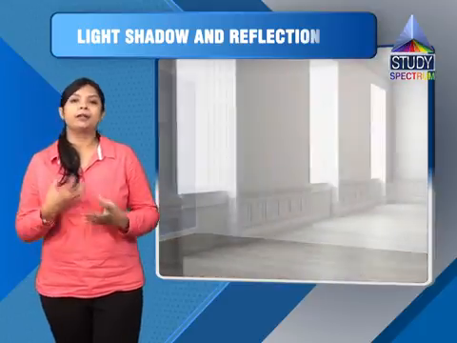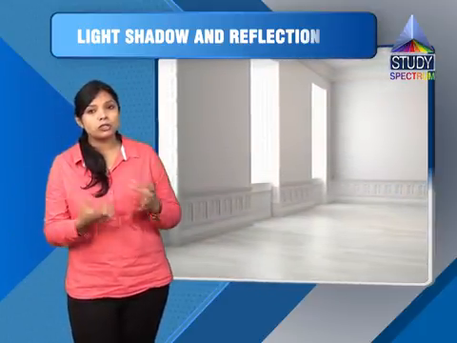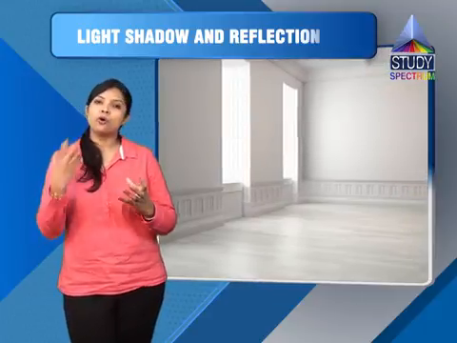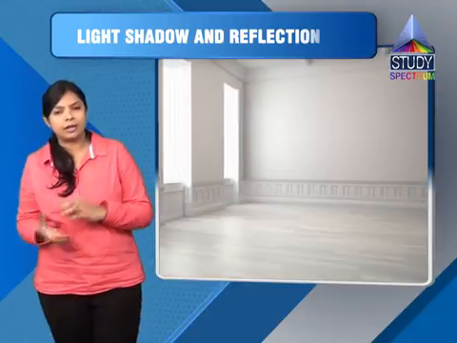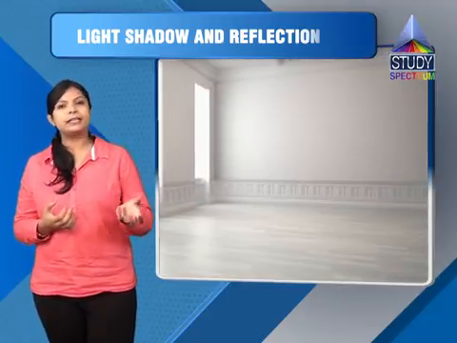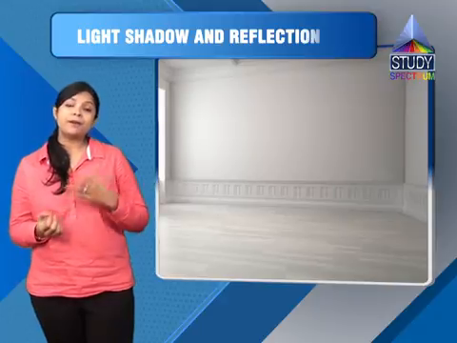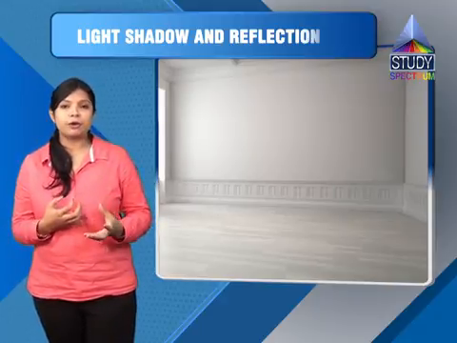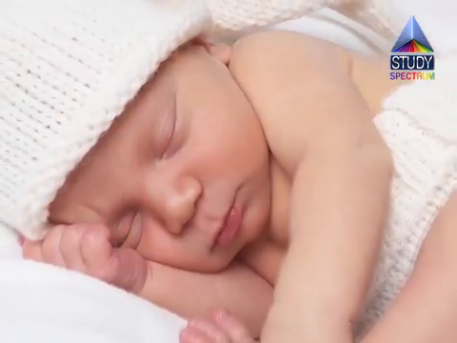the most important conditions for the formation of shadow are some source of light and some opaque object, so that the source of light can fall on the object and we can see the darkened appearance. Now students, there is one more condition which is important for the formation of shadow. Let us see that.